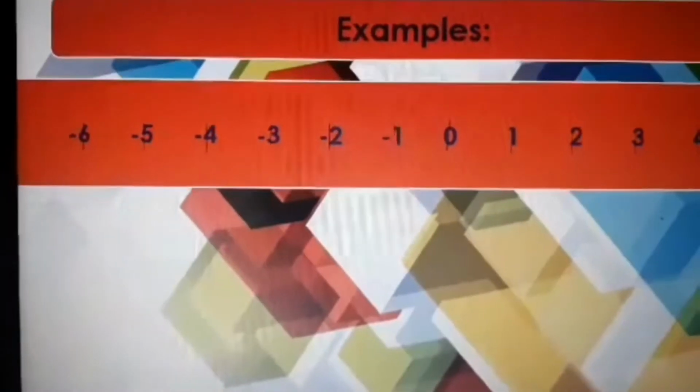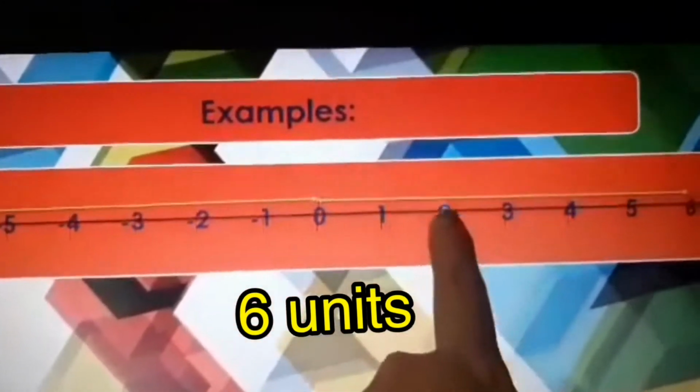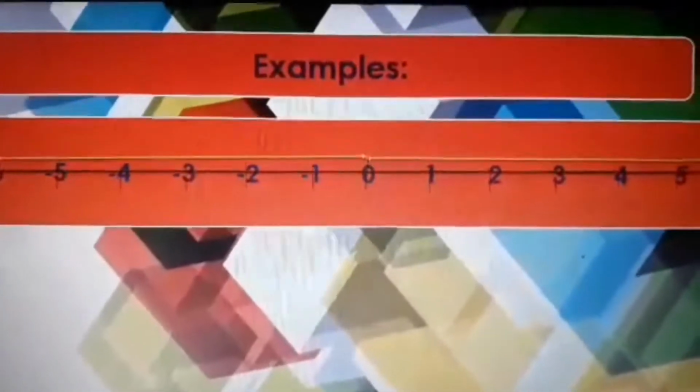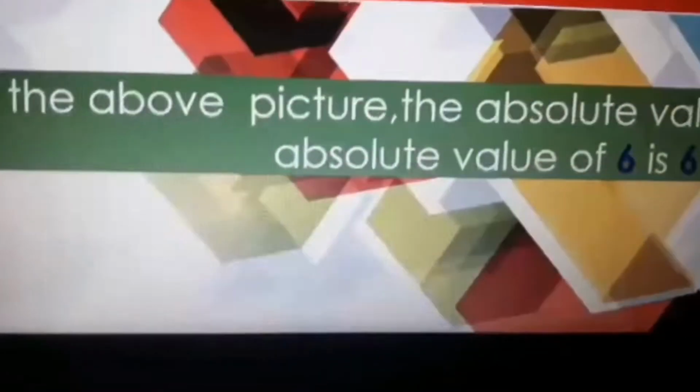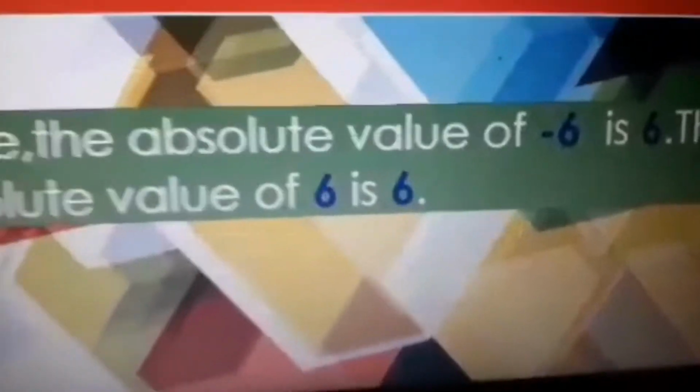Here are some other examples. We have here the line from 0 to negative 6 and 0 to positive 6. So how many units are there? There are 6 units. From 0, you count 1, 2, 3, 4, 5, to 6, and the other side is also 6 units. In the above picture, the absolute value of negative 6 is equal to 6. The absolute value of 6 is 6.